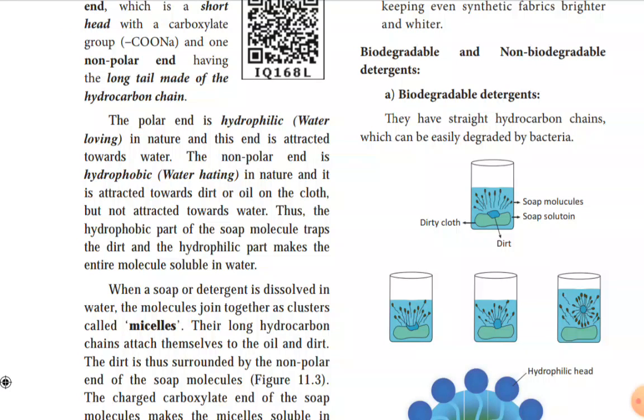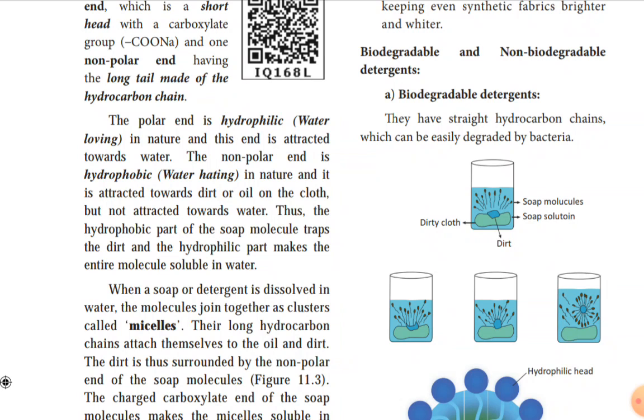The polar end is called hydrophilic. Hydrophilic means this part is the water loving part. That means this part is naturally attracted towards water. Then the second part, the non-polar end, is the water hating part. So this is not attracted towards water, but it is attracted towards dirt, oil or grease or stains on the cloth.